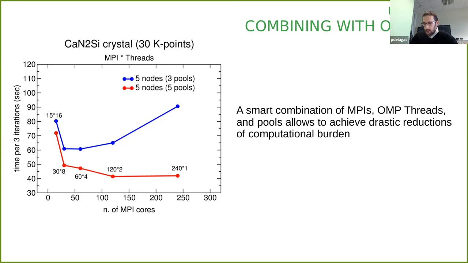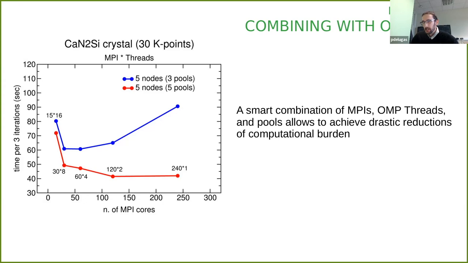The thing is that if we are working on 5 nodes, we have 3 pools which need to be distributed on 5 nodes, not 3 nodes. So what happens? The communication among the nodes increases a lot. That means that even if in theory the choice of 3 pools seems to be the best, in practice, by looking at the number of nodes we want to use, the best choice is still 5 pools. So we have a distribution of K points which is not as uniform as in the 3 pool case, but we exploit in a much better way the resources which come from the availability of 5 nodes.